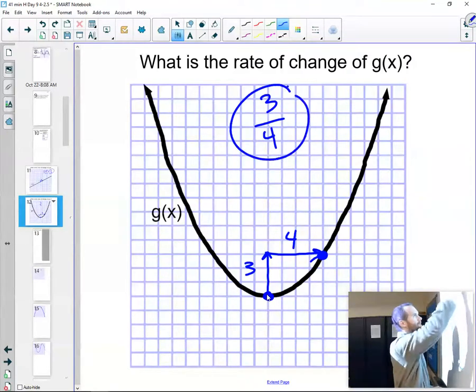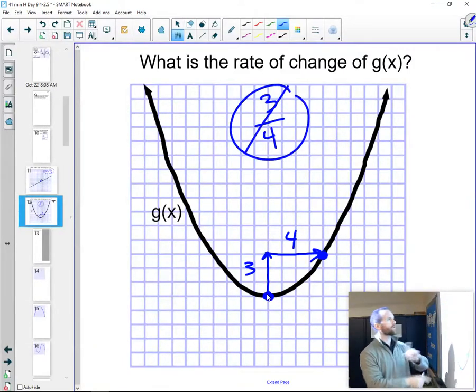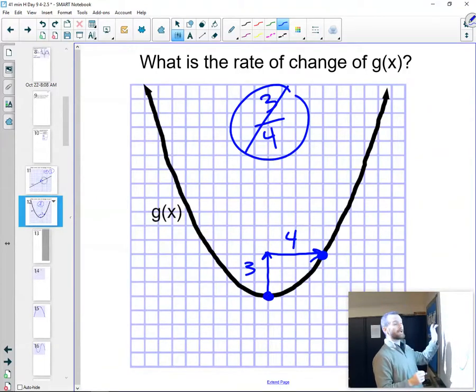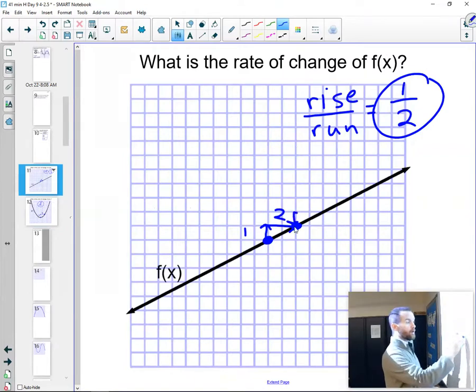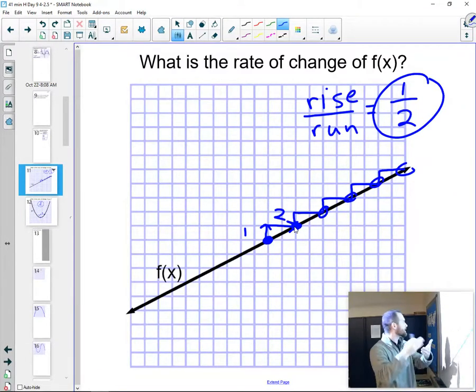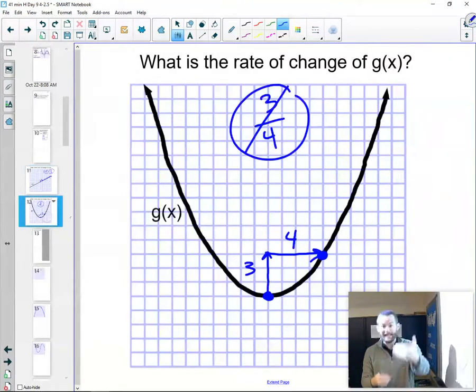No. This is not, how do I want to say this? This function g of x does not have a rate of change of 3 over 4, because if I say the entire function has a rate of change of 3 over 4, that means I need to be able to keep doing it and keep getting points. Like if I go back here, if we keep going up 1 over 2, up 1 over 2, up 1 over 2, up 1 over 2, we keep hitting points on the function. That's what rate of change means. We keep the rate of change the same, and we keep hitting the function.